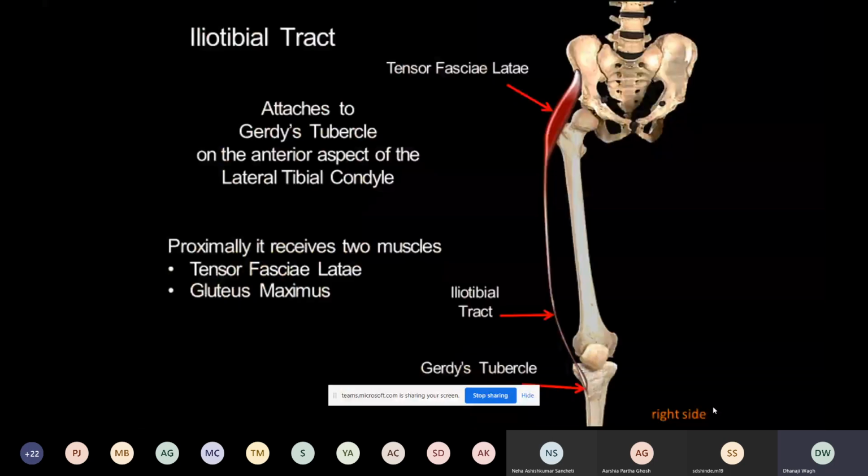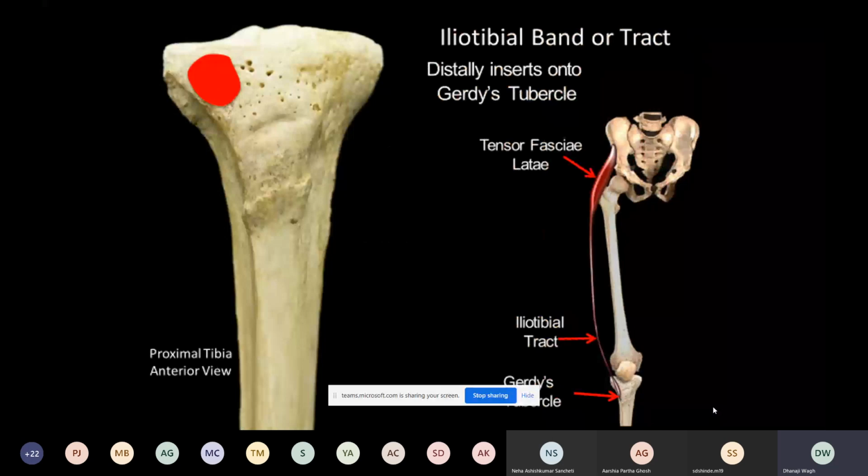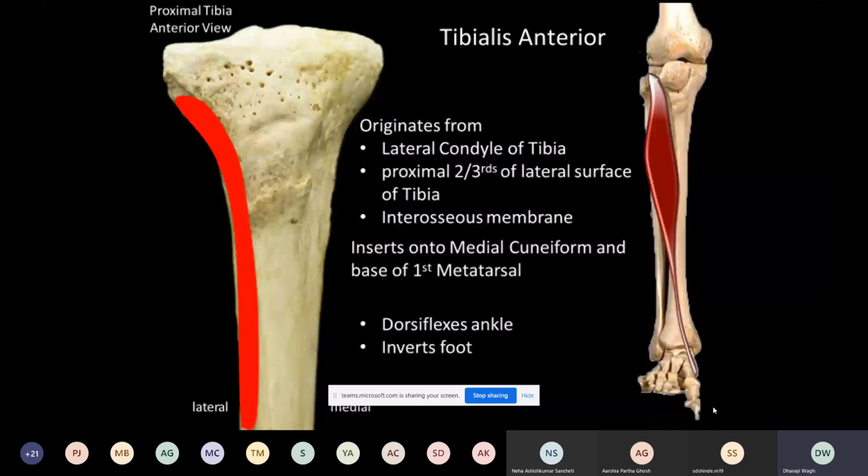Earlier we have seen, in this revision, the iliotibial tract, which is attached to Gerdy's tubercle on the anterior aspect of the lateral tibial condyle. Then the iliotibial band or tract insertion is there. Then tibialis anterior, which comes from the lateral condyle of the tibia and is inserted on the medial cuneiform and the base of the first metatarsal. It acts as a dorsiflexor of the ankle and inverts the foot.